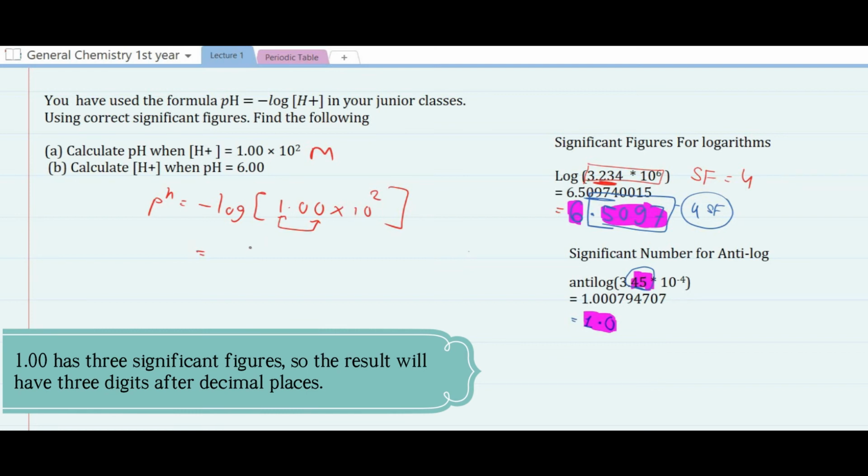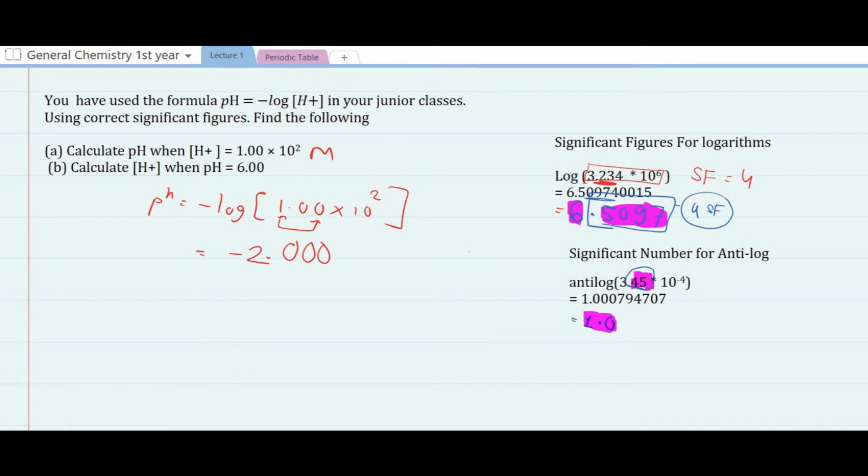So the value here is 2, therefore, it should be 3 significant digits after the decimal point. So it is 0, 0 and 0. I hope you have understood this. Now we should consider 3 digits after the decimal point, because it has 3 significant figures.